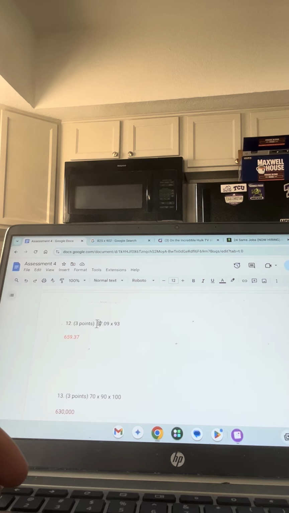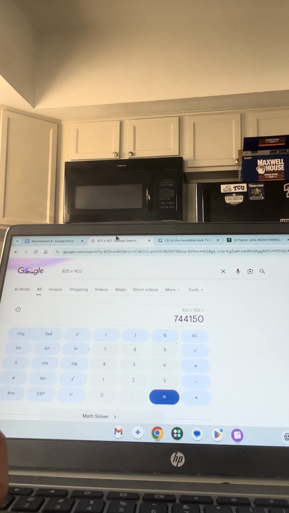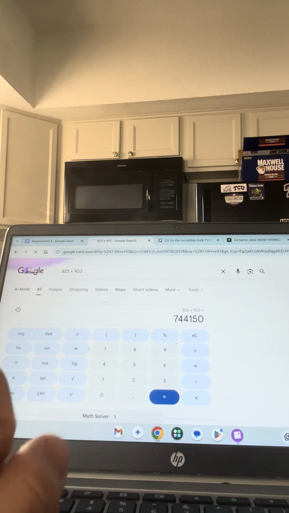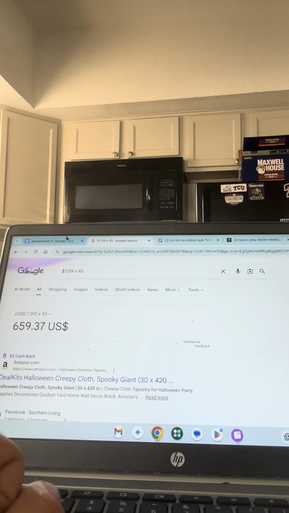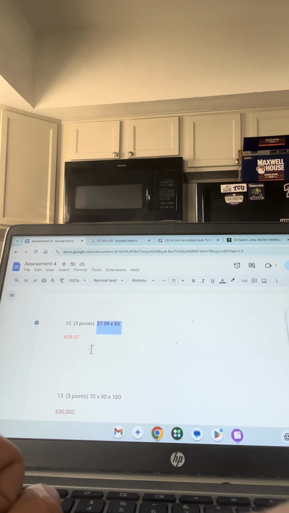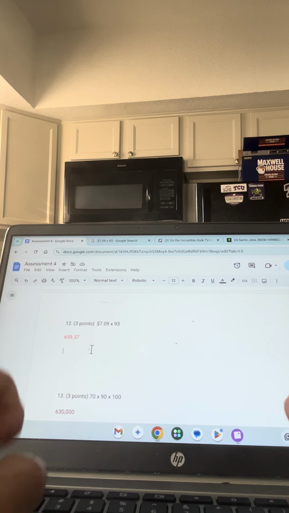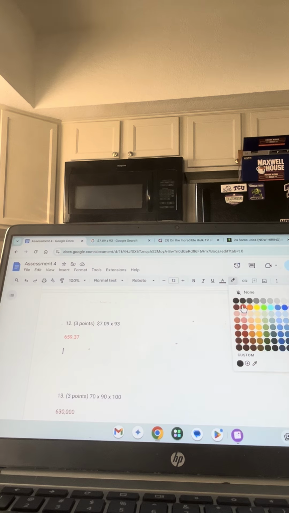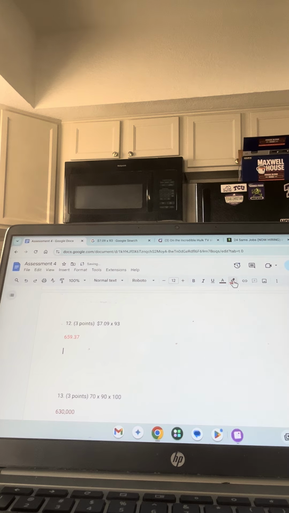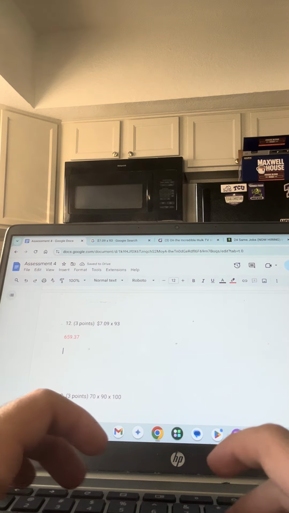7.09 times 93. Let's see. Oh, you forgot your dollar symbol. But let's check to see if your answer's right. 659.37. That's correct. So you got the correct answer, but you forgot your dollar symbol. So you get 1 point off for that, unfortunately. Right answer, but you need to write your dollar symbol. So you won't get full credit for that one, but you got partial credit because you got the right numbers.